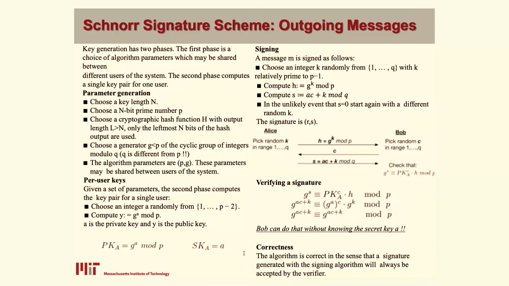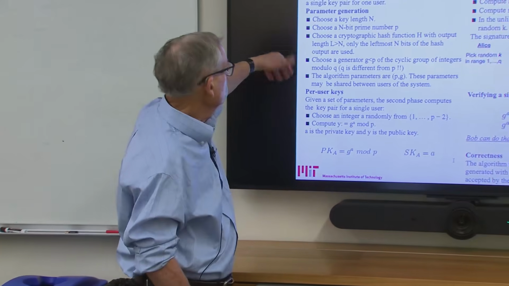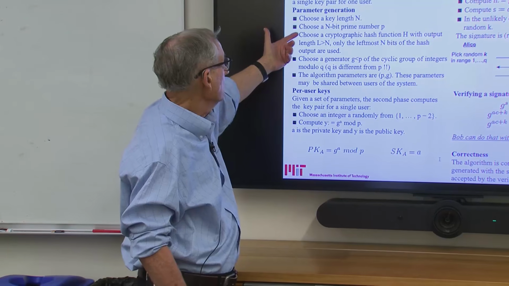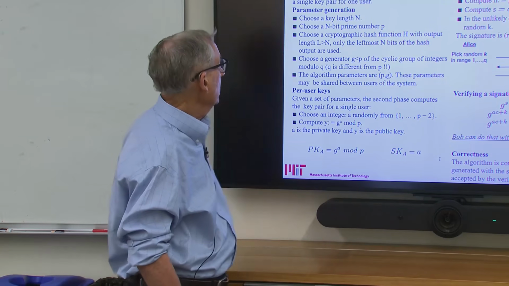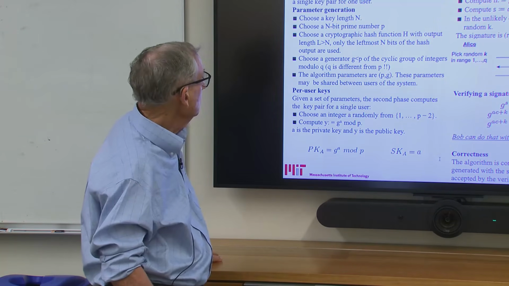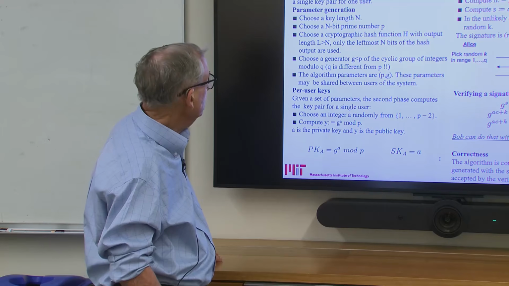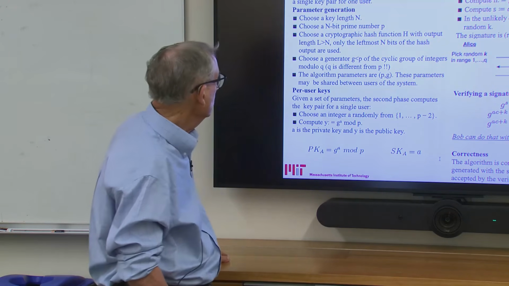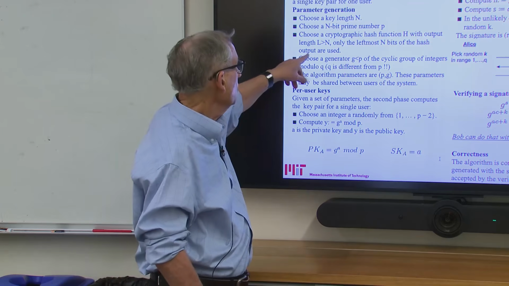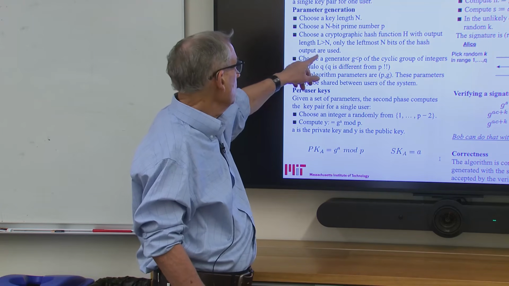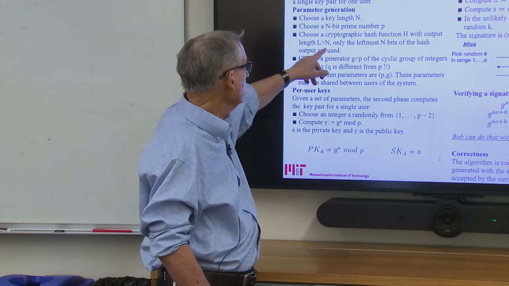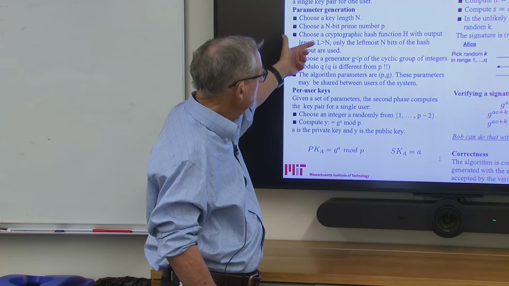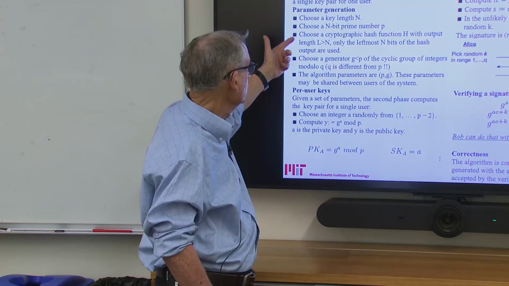So for the parameter generation, you choose a length n and an n-bit prime number p. See, these primes are actually here. We choose a cryptographic hash function, h. It's longer than what we need. We're only going to need the first n bits of it. And this ended up with Bitcoin, perhaps for this reason, I'm not sure.